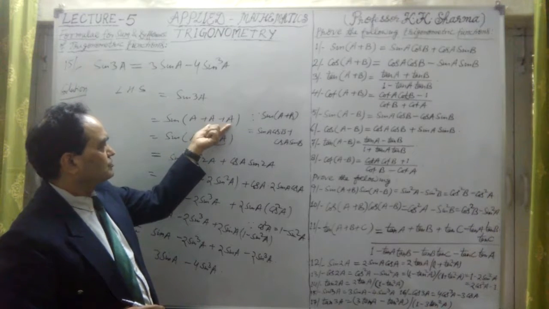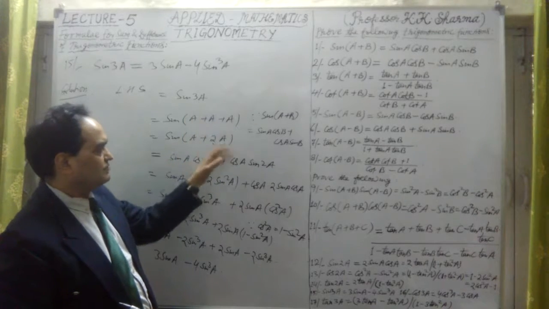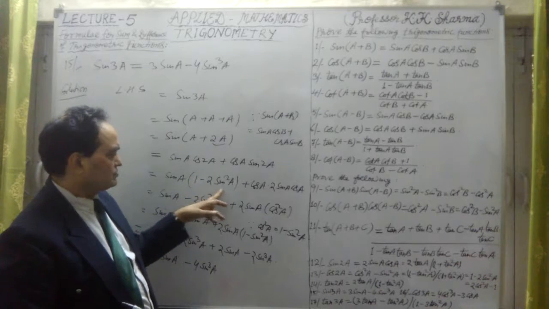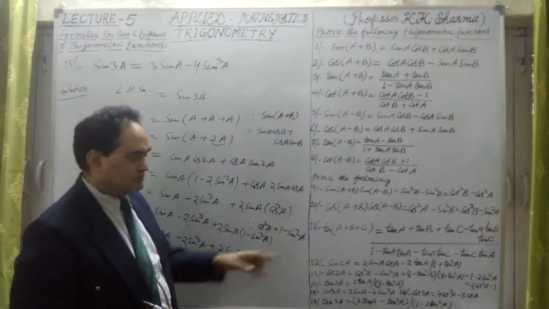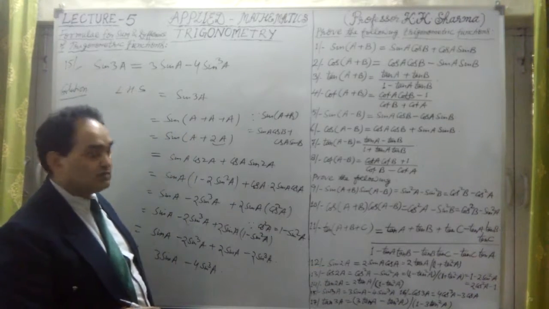So in place of twice A, taking it as an A plus B type formula, cos 2A is converted into sin A only. Sin 2A, we know, is sin A into cos A. Just apply this formula in question number 12 that we have to know about.